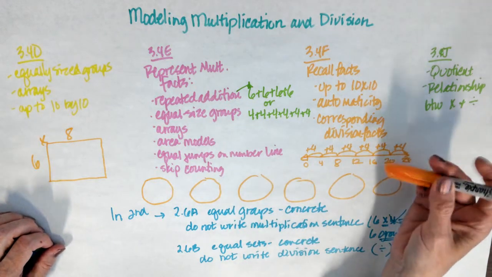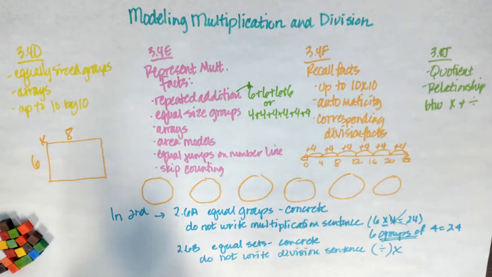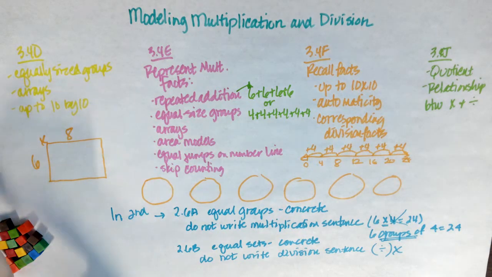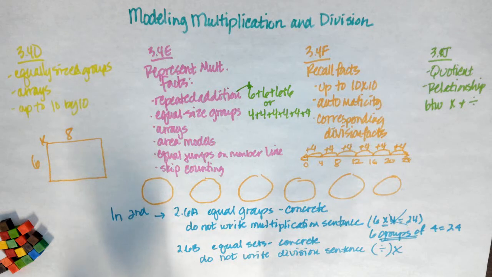In 3.4F, students are expected to have automaticity. Now, automaticity means I can recall that fact without having to think about it. It's automatic. Kind of like when you drive a car. Have you ever made it all the way home and you think, how did I get here? I don't remember driving home. Right, because it's automatic. It's in your long-term memory already. You don't have to think about it.